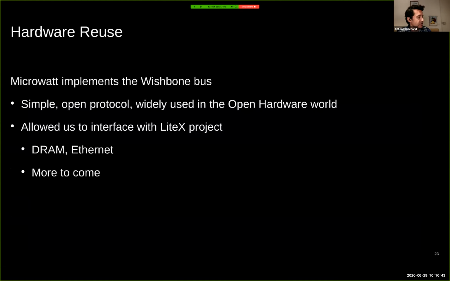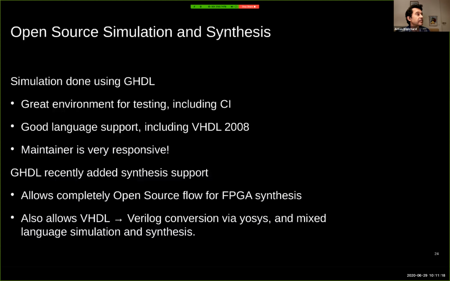Back on hardware reuse, that's been, I think, a success story for us. We're using the Wishbone bus. It's a simple bus, but probably, I would say, a good design point for the FPGA space. It's simple, it's an open protocol, and it is widely used. And for us, it's been great because we've really got a lot out of the LiteX project. That provides a bunch of interesting IOs that we can hook up to things like DRAM and Ethernet. And it means we don't have to build them ourselves, which is fantastic. And I think there's going to be much more to come along those lines.